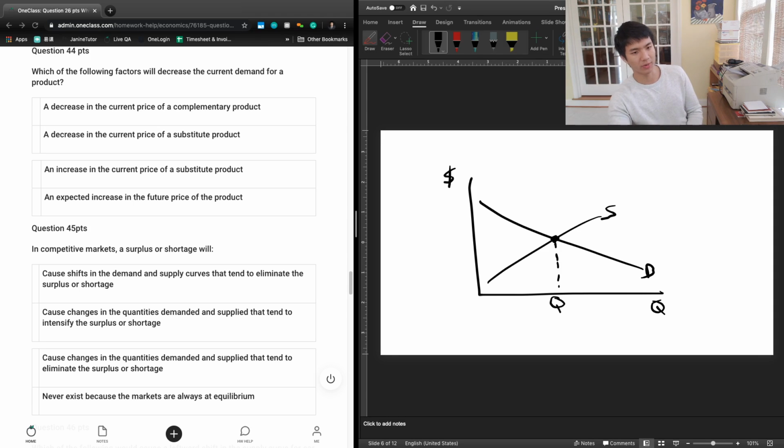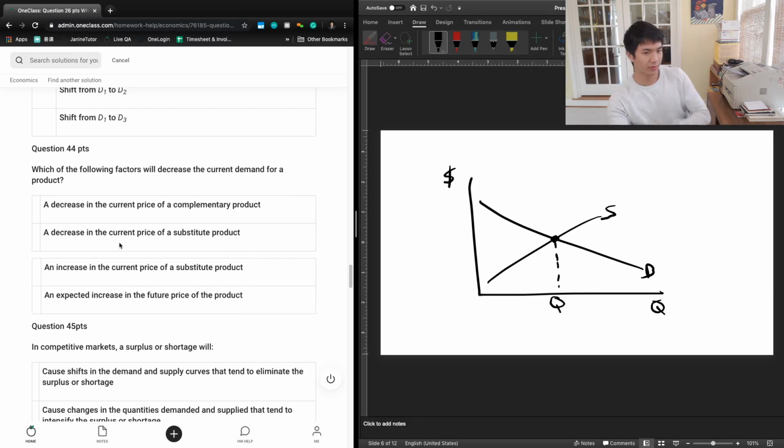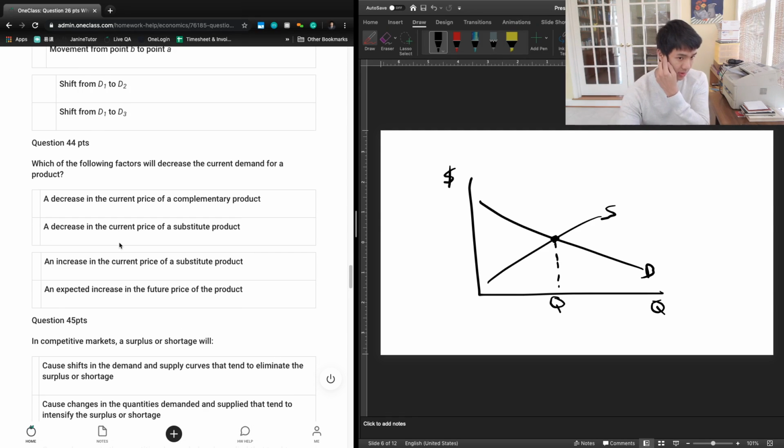So let's check our previous tutor's answer. The previous tutor also says a decrease in the current price of a substitute product as well. So that's going to be the right answer here.